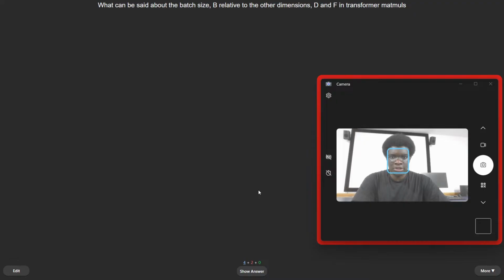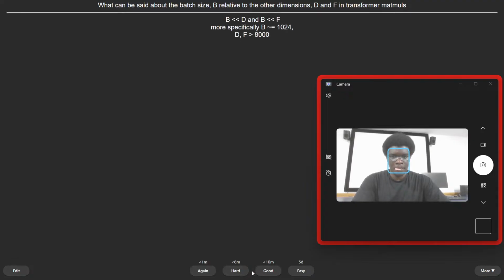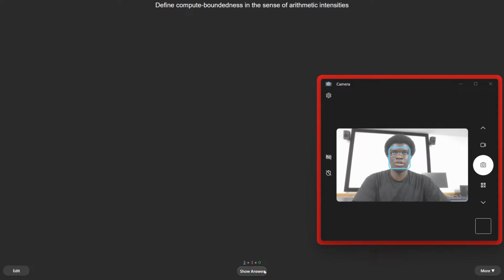What can be said about the batch size relative to the other dimensions? B is much less than D and F. And I think you can also assume that D is roughly equal to F, although I'm not super sure about that one. Okay. I'll do this good because, yeah. So 1024 for B and 8000 for D and F.